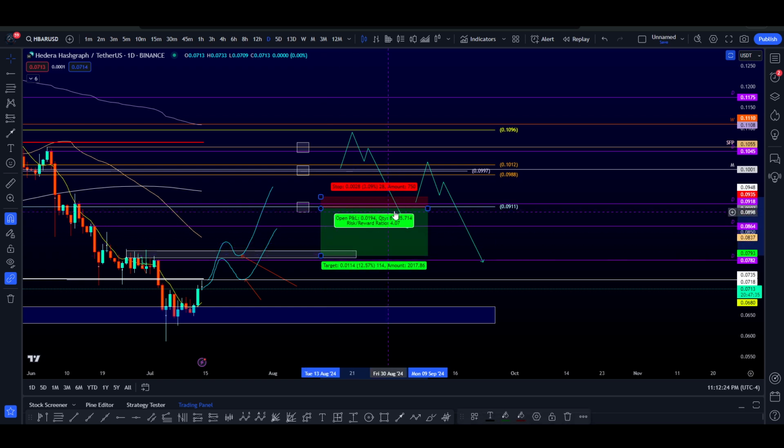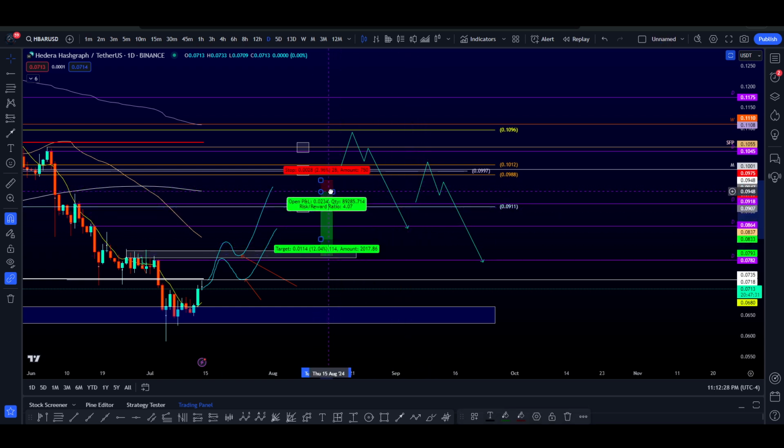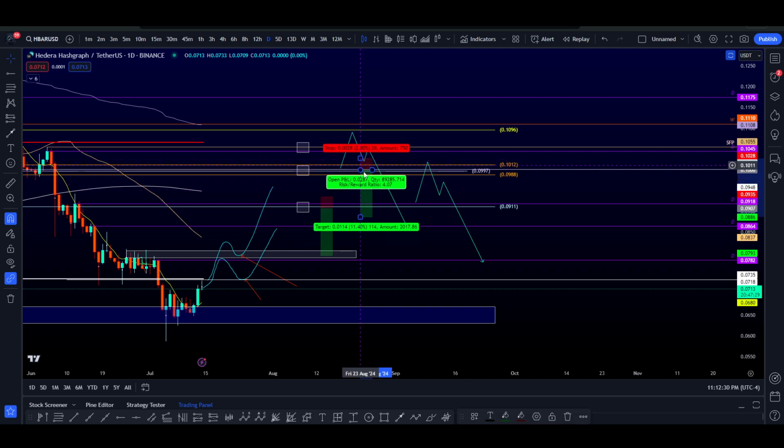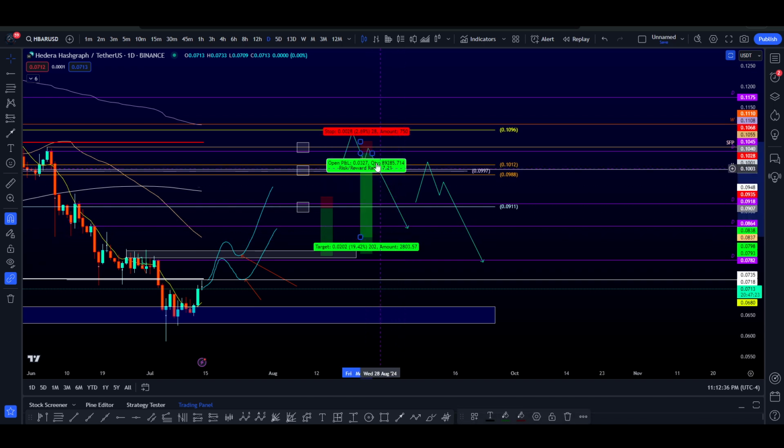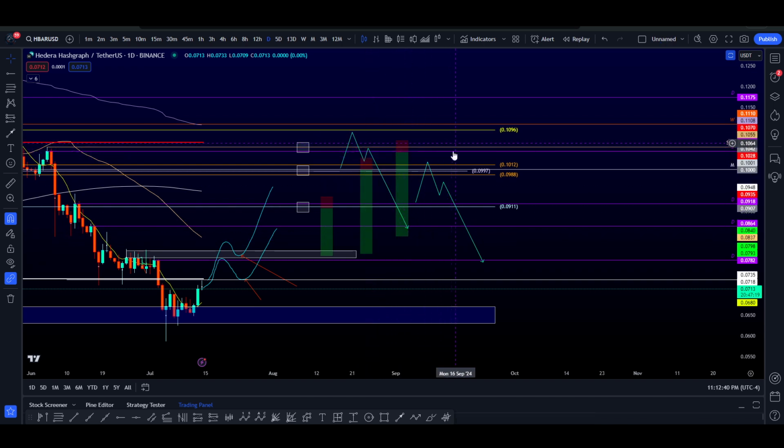Aiming for a couple interesting levels, kind of like so. Short entry here as well. And then finally, short entry here, right? As you can see, it's how I marked it out before, so the levels really have not changed at all. It's just waiting to see what will play out.